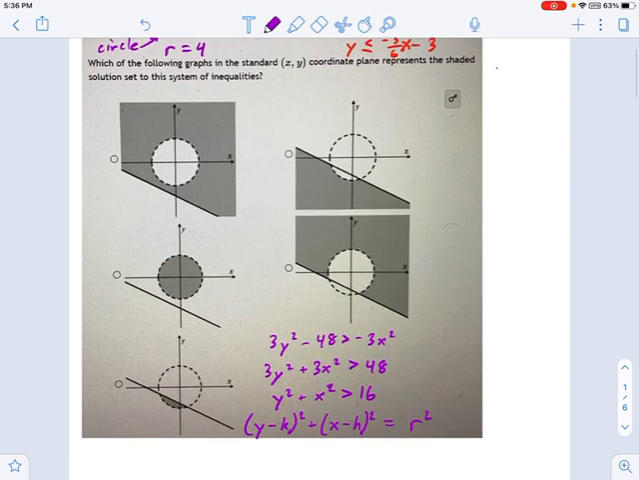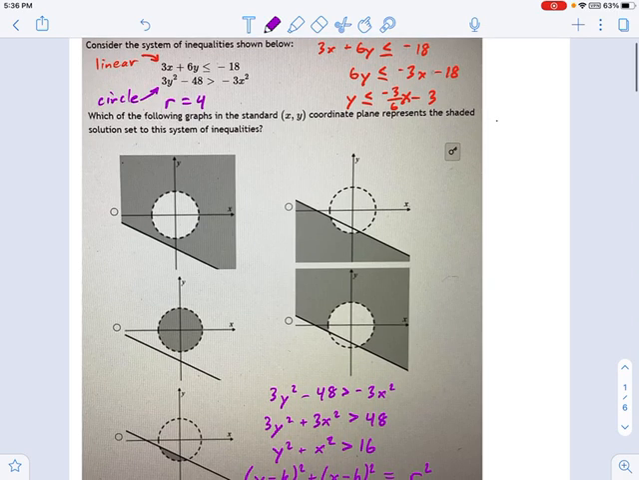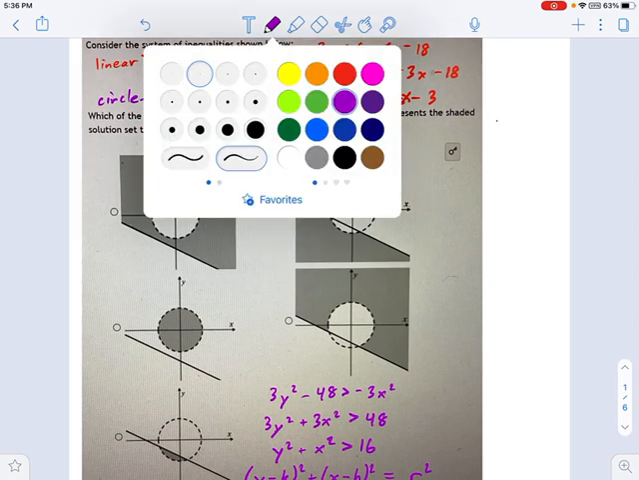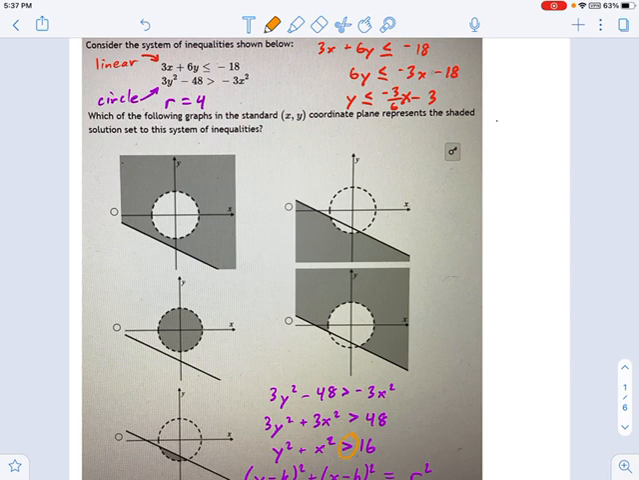And it's also telling me something about how I should shade it. Which portion of the graph should I shade? This means, right here, this greater than symbol, that means everything outside the circle. Because these are all the x and y coordinates that are bigger than a radius of 4. Okay, if that were less than, it would mean everything inside the circle, everything that's less than the radius. So I can rule out some things just based on that. See this? That one's wrong because it has the inside of the circle shaded.